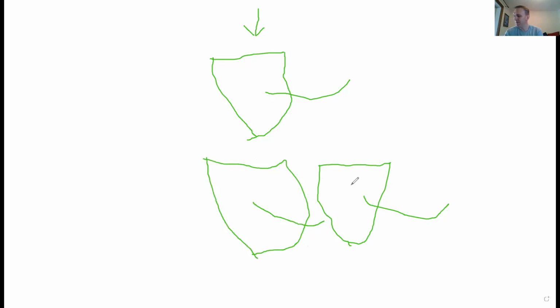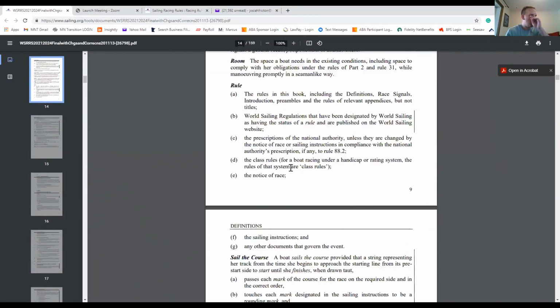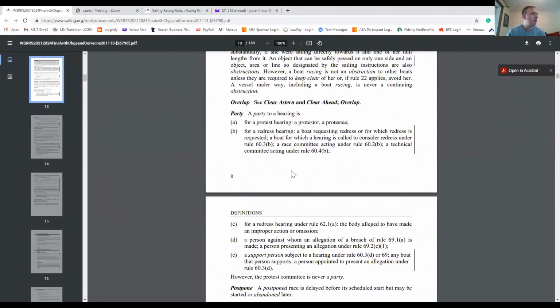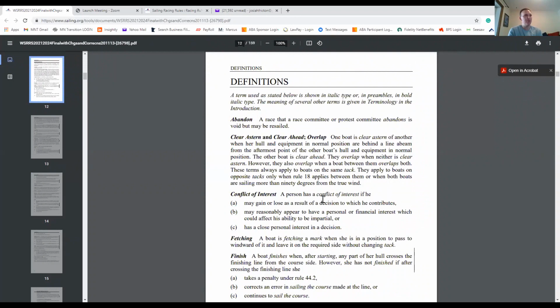And the final definition that I just want to highlight for you guys is overlap. These are the rules that are on that website that you guys can download. So there's always a lot of confusion about overlap. And what I recommend is just to read the definition if you have any questions about it.